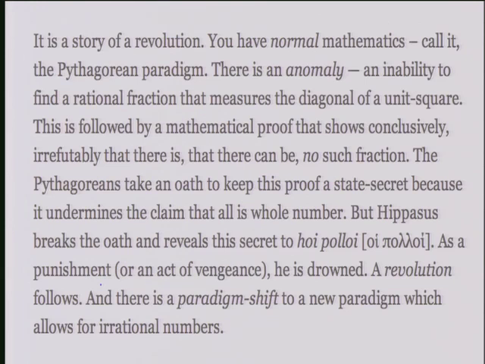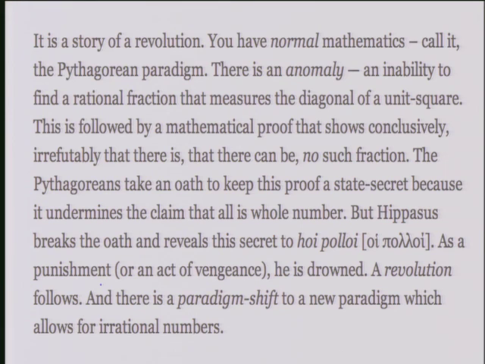Okay, so this is another paragraph from the book. This is from the New York Times. It talks about the story of a revolution. You have normal mathematics, call it the Pythagorean paradigm. This is the Greek mathematics at that time, the Pythagorean society, which was this cult. There's an anomaly, an inability to find a rational fraction that measures the diagonal of a unit square. This is followed by a mathematical proof that shows conclusively that there can be no such fraction. The Pythagoreans take an oath to keep this proof a state secret because it undermines the claim that all is whole number. So this is the nature of state secrets back in the time of the ancient Greeks.